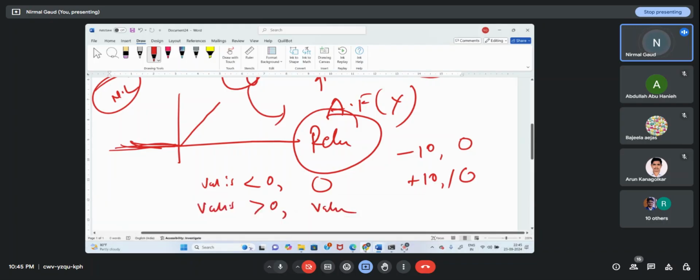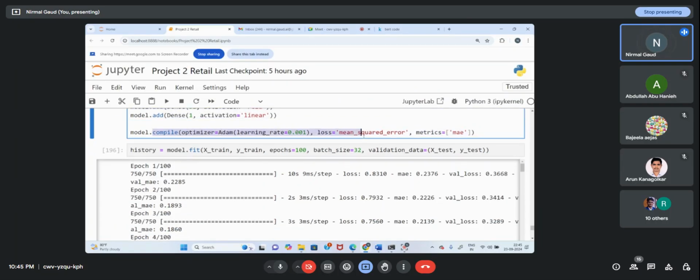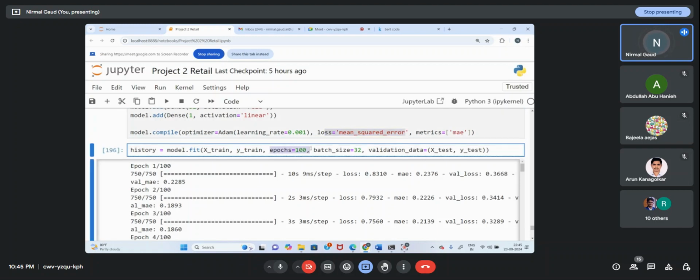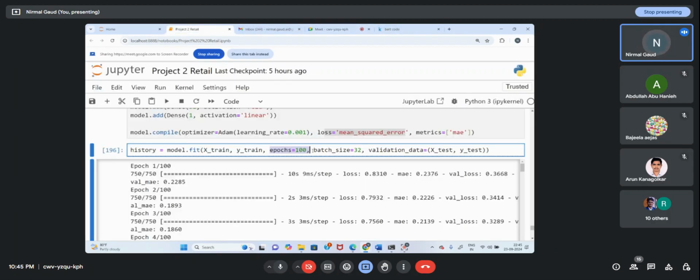So I used the ReLU activation function, and all this is the architecture I made. I compiled my model to configure it. Obviously, mean square error is the criterion which I am going to look out for, since this is regression. I iterated my model for 100 epochs. 100 times I trained my model.